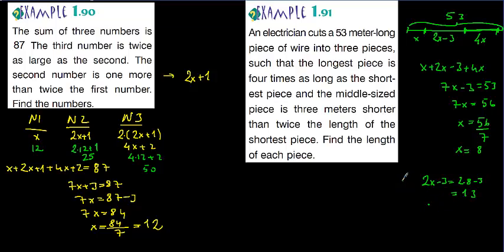This is the middle piece, and the longest piece is 4 times x, which is equal to 4 times 8, which is equal to 32 meters. All the sizes are in meters.